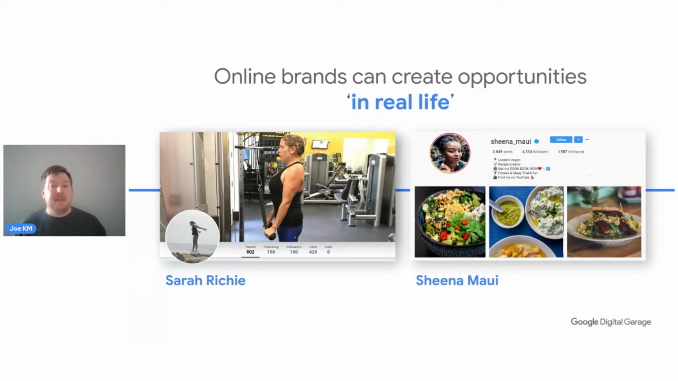Now she gets paid by fitness brands to wear clothing and use their equipment, because there's enough people following her that they've seen them to have an impact on their audience. Hence, they are now a brand.